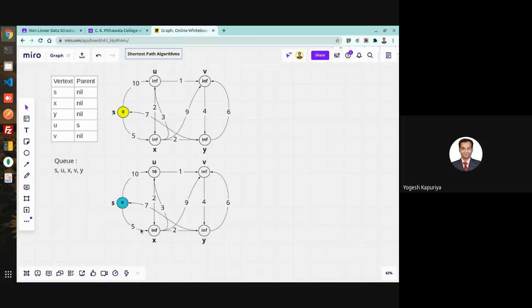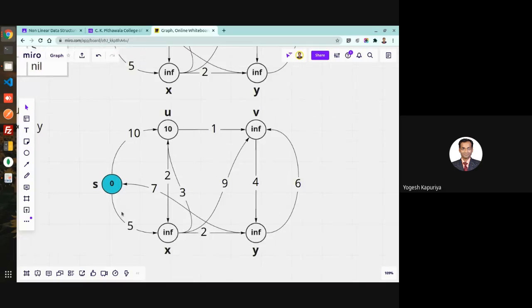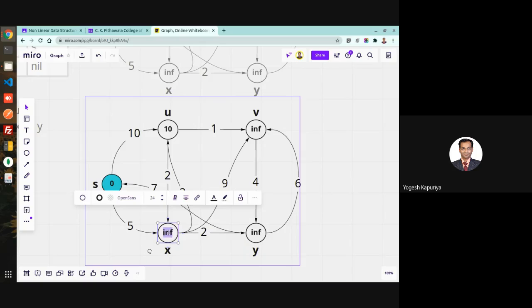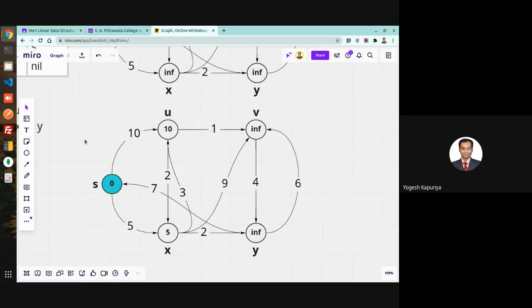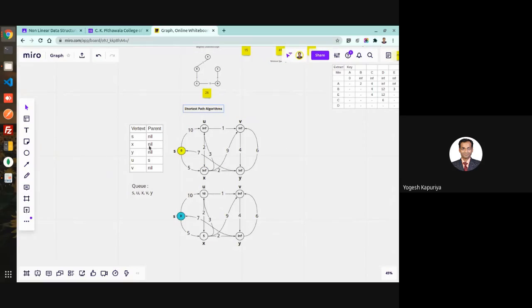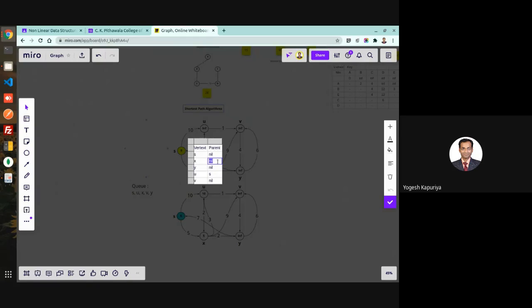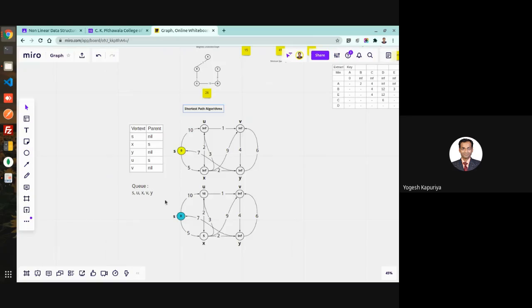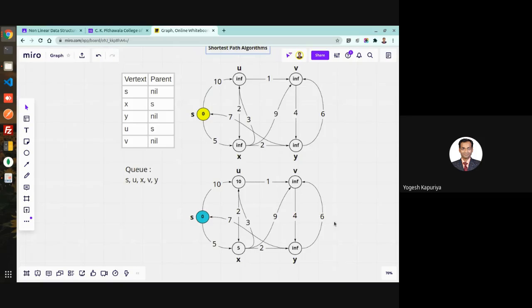The second adjacent vertex of S is X. The current distance of X is infinity, and the weight between the vertices S and X is 5. So 5 is less than infinity, which means this will be changed to 5. And at the same time, we will also update the parent of X. So the parent of X is also S.